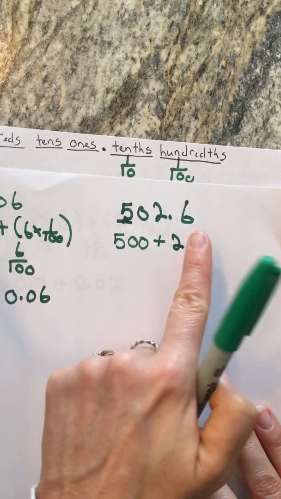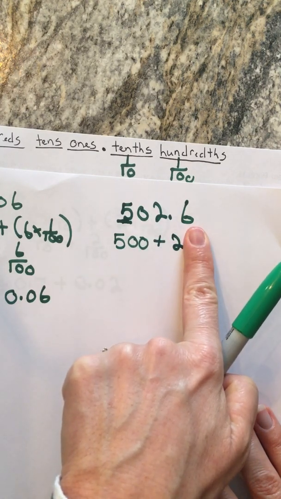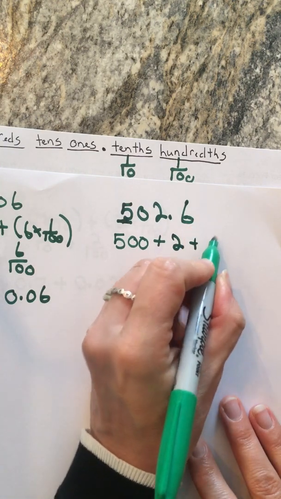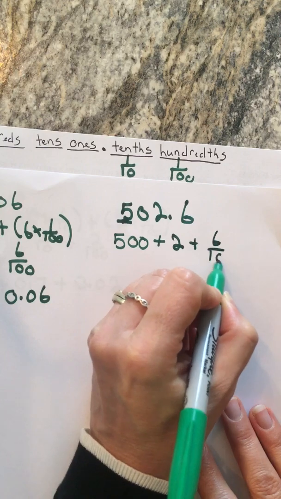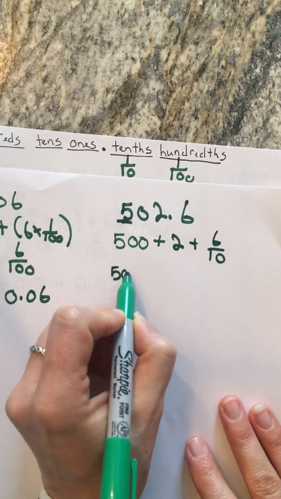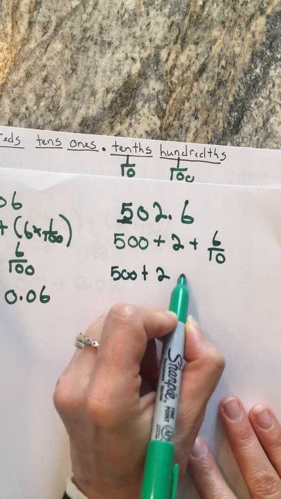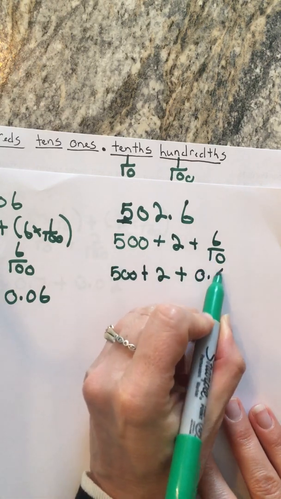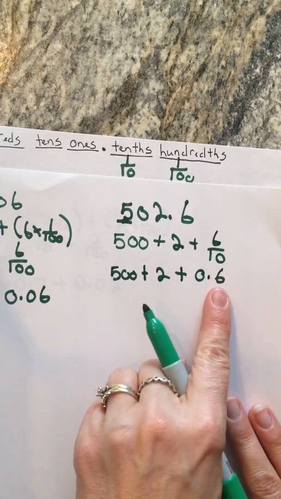Then I'm going to come to my tenths place. There's 6 of them. So 6 times 1/10 is the same as 6 tenths. Okay, I'm going to show you. I'm going to keep this the same, 502, plus I'm going to write 6 tenths though as a decimal. So the 6 is in the tenths place.